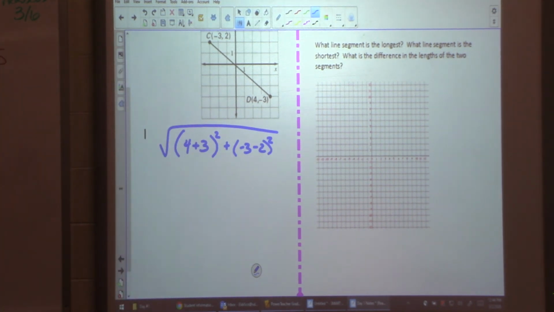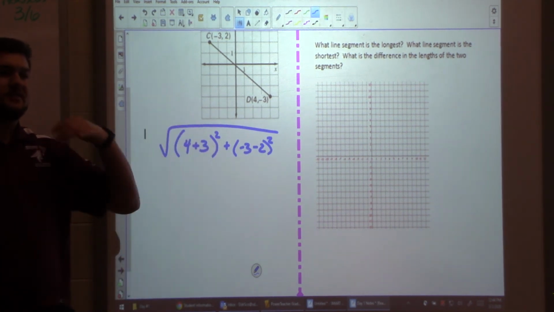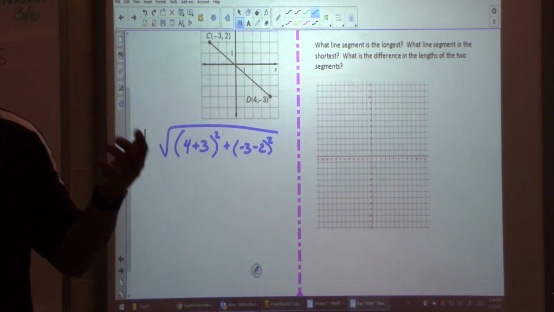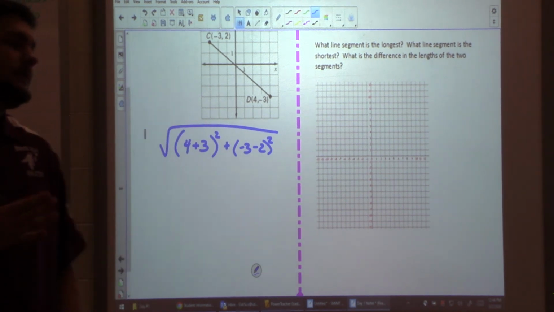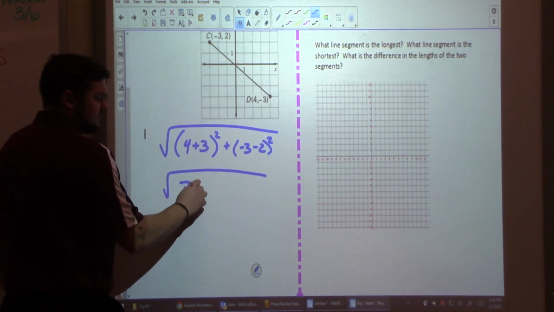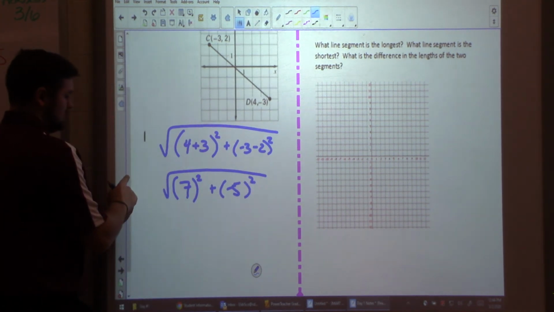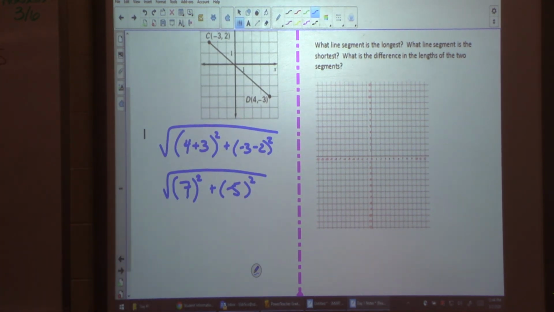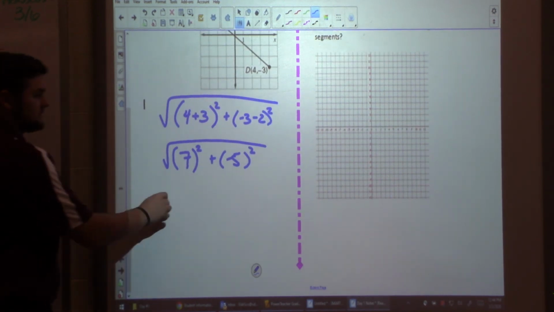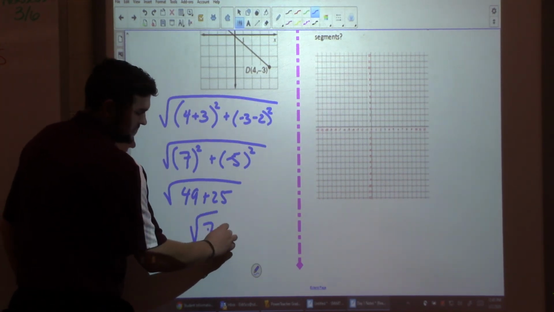Hey, does it matter which one's y2, which one's y1, which one's x2, which one's x1? No, not in this case, because we're squaring it either way. We're going to get either positive 7 or negative 7, and when we square it, both those become positive 49, right? So it doesn't matter which one's x2, x1, y2, y1. So then I get the square root of 7 squared plus negative 5 squared. And I'm just going to keep solving, right? Once I set it up, all it is is algebra. Square root of 49 plus 25, which is the square root of 74.